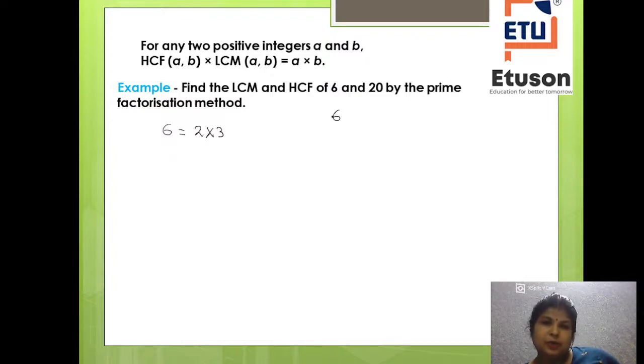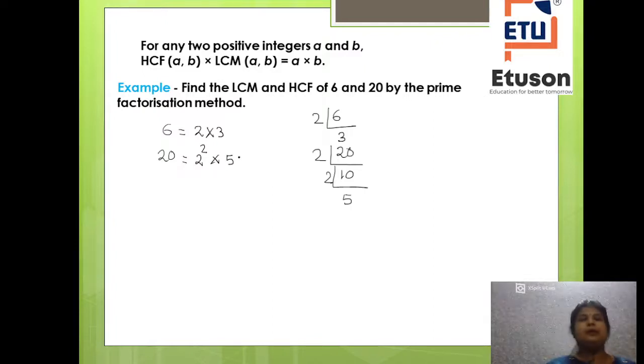So how can you find out? 6 divided by 2, now it becomes 3. So 2, 3. Now 20. You find out factors over here. So 2, 10, 2, 5. So it is 2 square into 5. 2 square into 5.